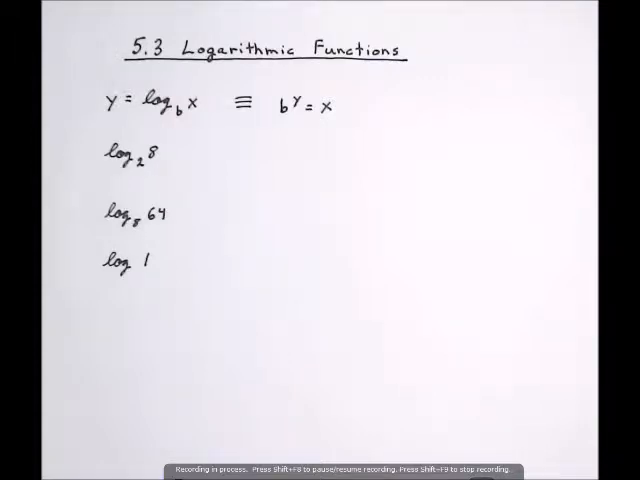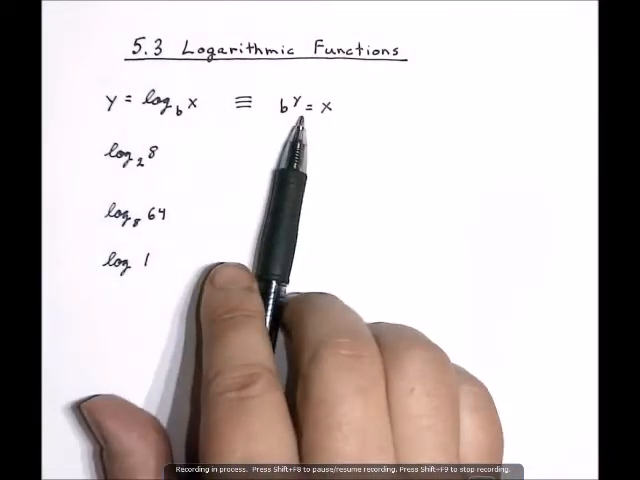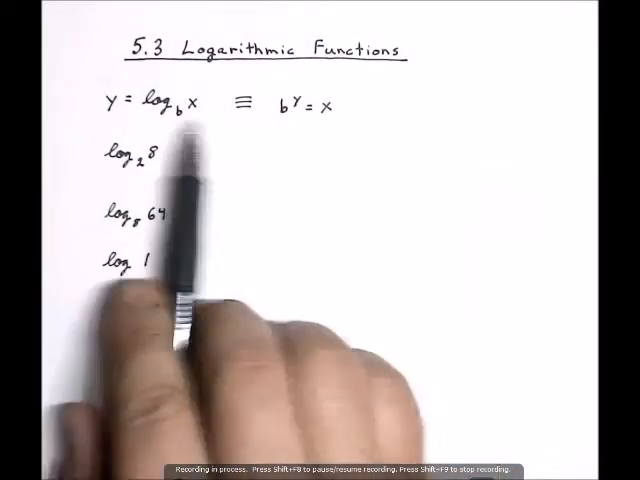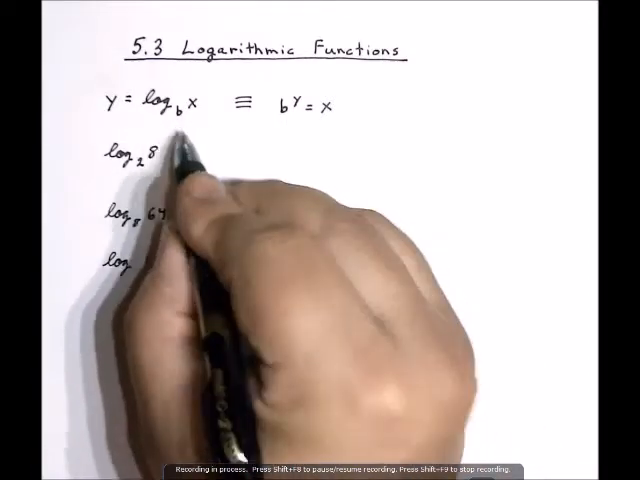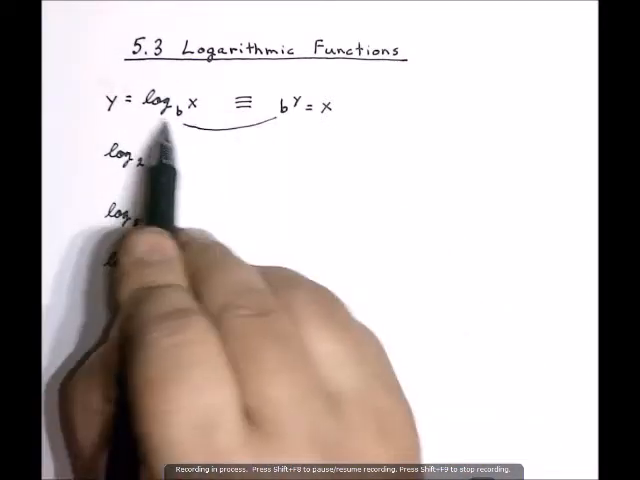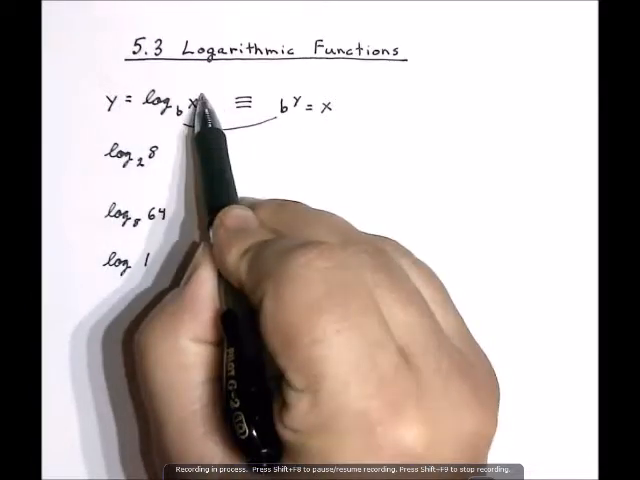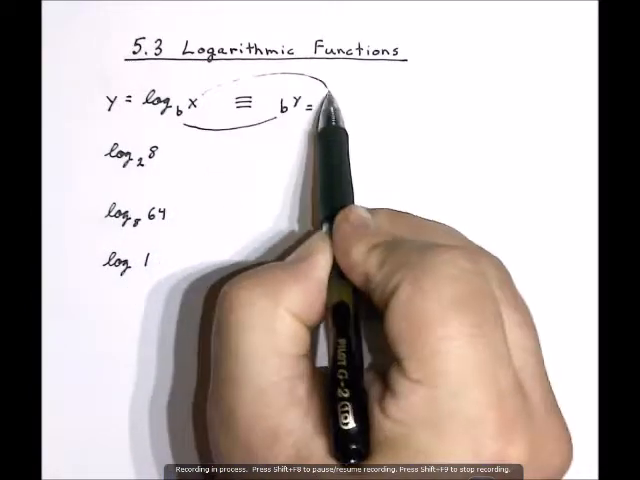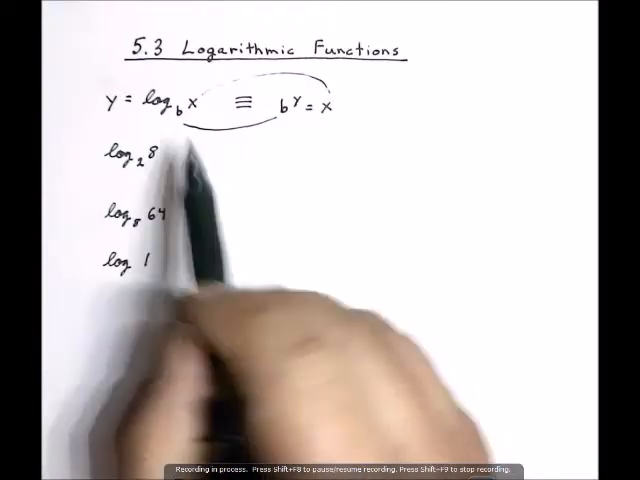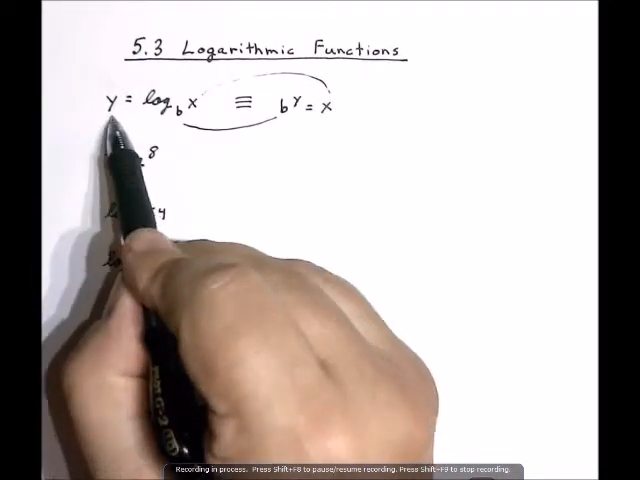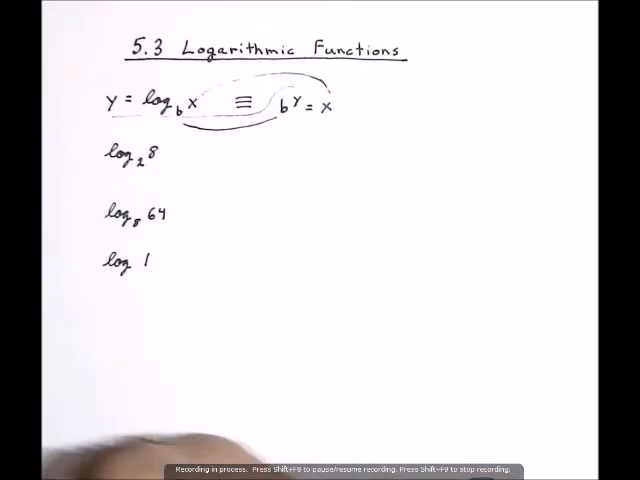Section 5.3 is about logarithmic functions. Logarithmic functions are basically inverses of exponential functions, so they equate to each other like this. Whatever the base of the log is, is the base of your function. Whatever the x is, that's your answer. And whatever the y is, that's the exponent.